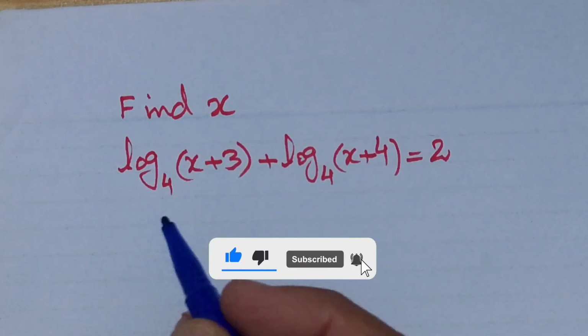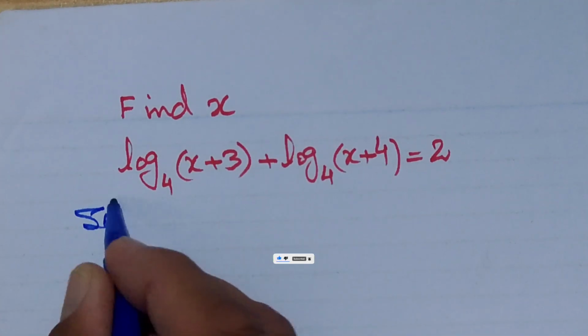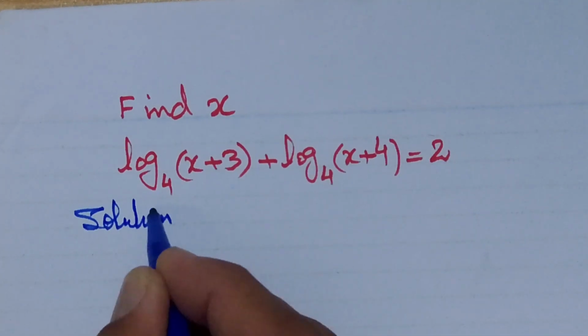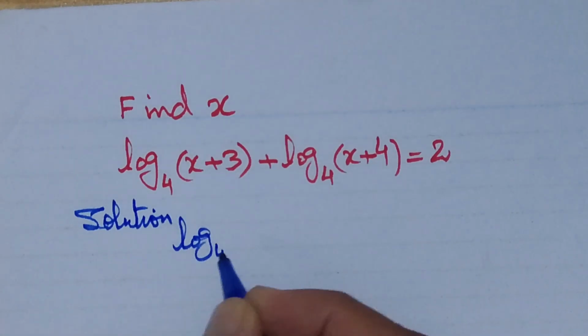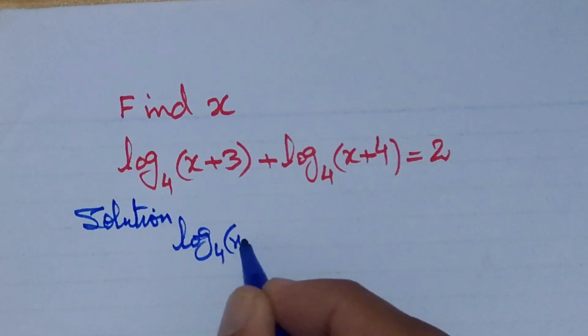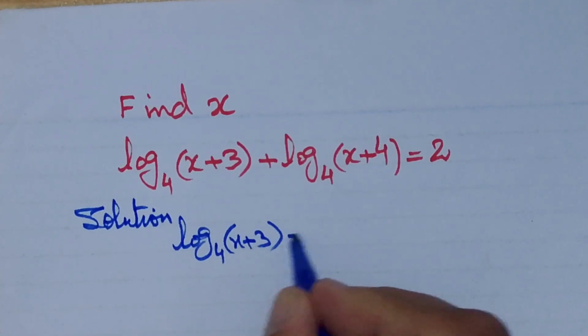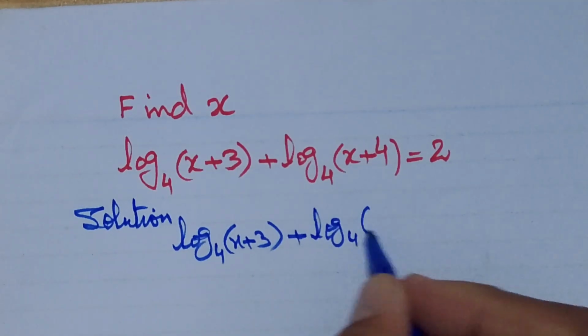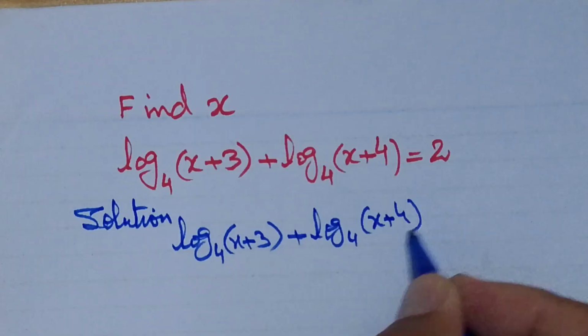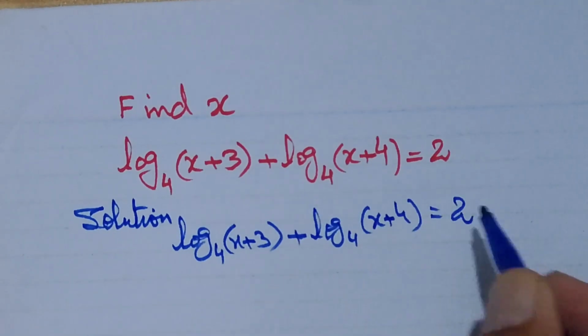We have to find the value of x. Solution: log(4x + 3) + log(x + 4) = 2.